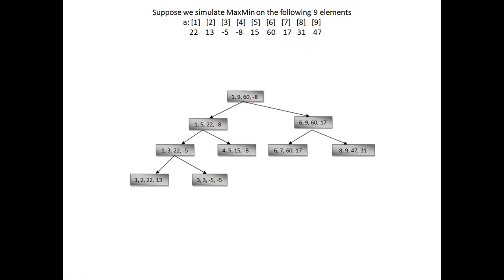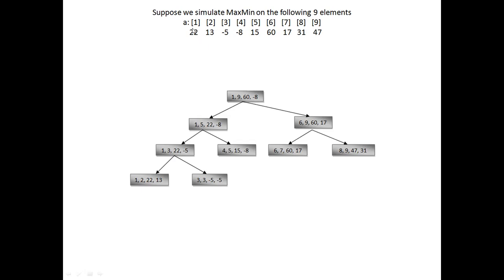Now, this 1 and 3, there are 3 values. So that means it is more than 2 values, so it has to be divided into two halves. 1 plus 3 is equal to 4, 4 by 2 is equal to 2. So it is the first index and second index. Now coming to the first and second index, we are having the values 22 and 13.